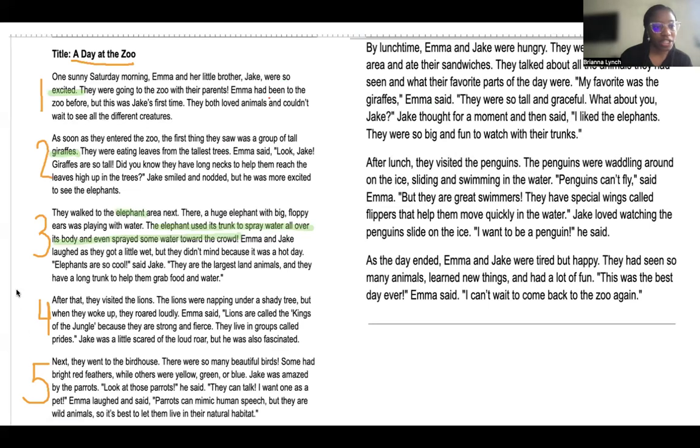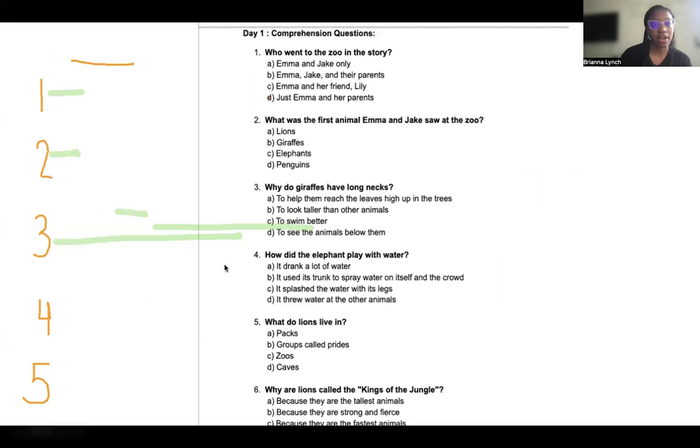So what we're gonna do is go here, and now it's time for us to start slashing that trash. All right. So we're here. I'm taking out my handy dandy red colored pencil. I'm coming to number 4. A, it drank a lot of water. No, it didn't say that. It says it uses its trunk to do that. But in the story, we want to know, how did the elephant play with the water? That's not necessarily how it played with the water.